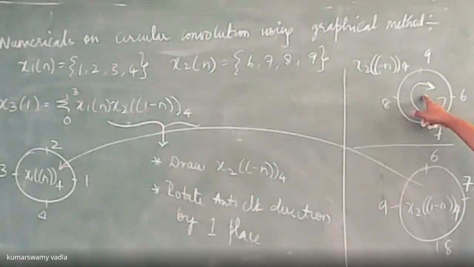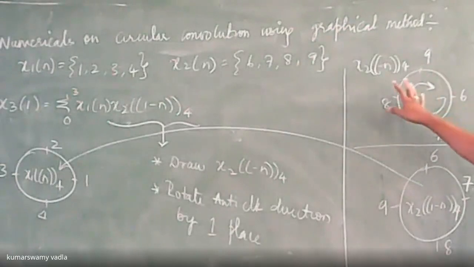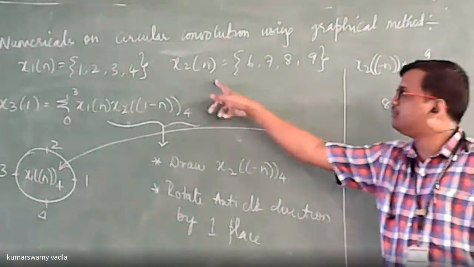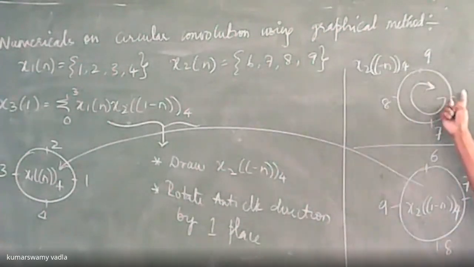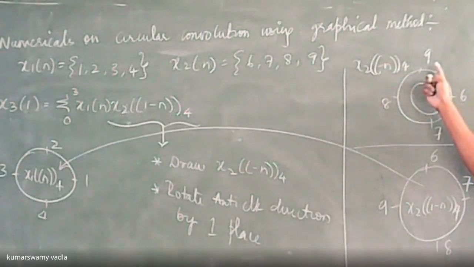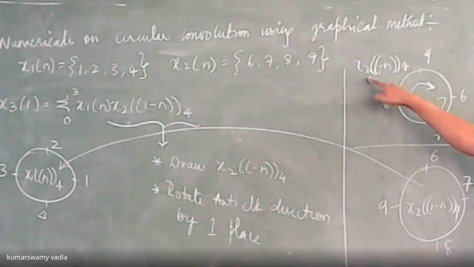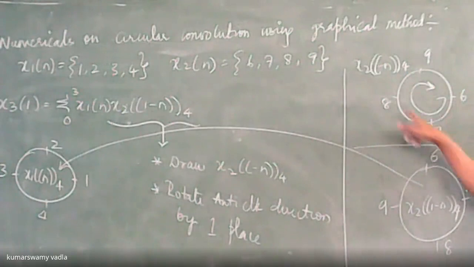Sir, x2 of minus n, the direction should be reversed, sir. It is correct, madam. x2 of n means anti-clockwise direction you should write. I am drawing here x2 of minus n, that is clockwise direction. Is the point clear?